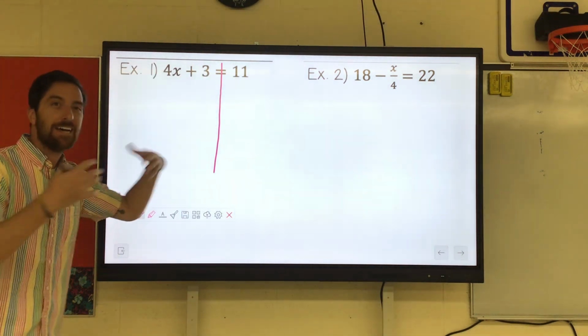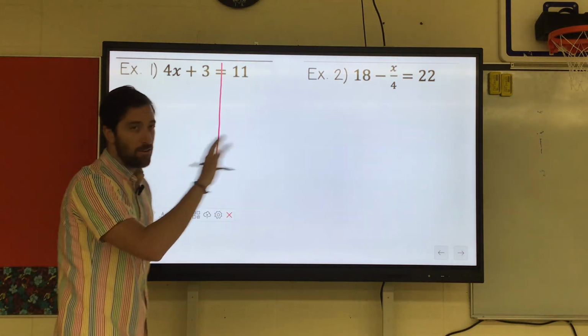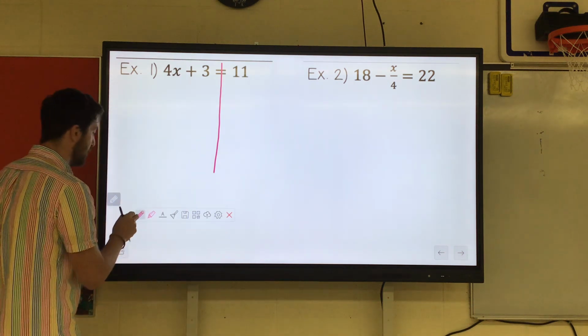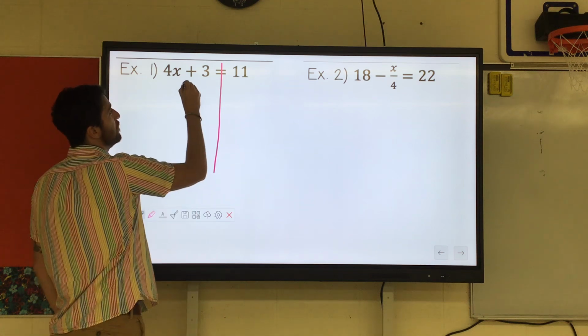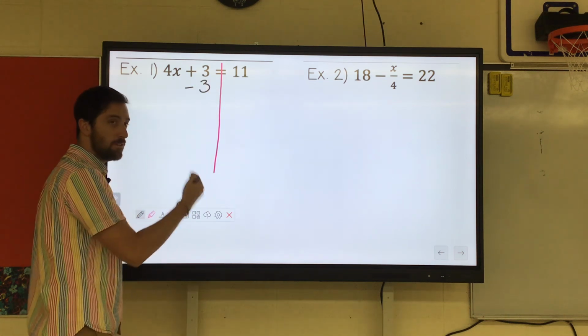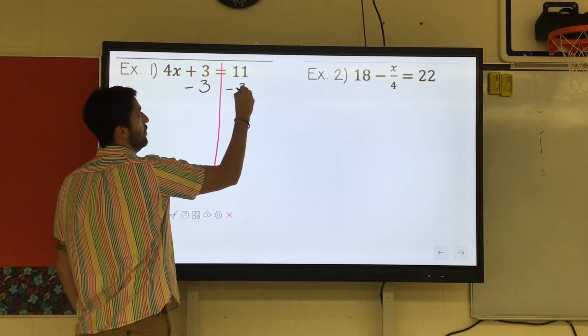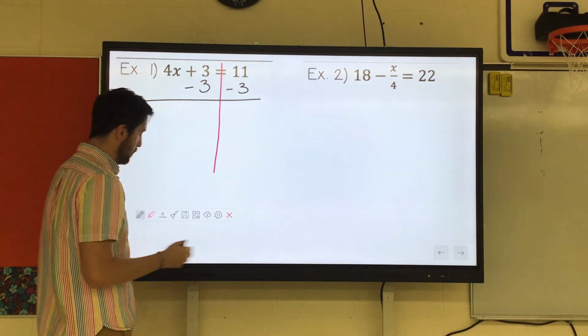4x means 4 times x. So we're actually going to undo that later. This plus 3 is all alone by itself. We could easily get rid of that. It's not attached to the variable. So we're going to do the opposite. The opposite of plus 3 is minus 3. But if you do it to one side of the equation, you have to do it to the other side to keep it balanced. Minus 3, minus 3. Because 3 minus 3 is 0, so it goes away.